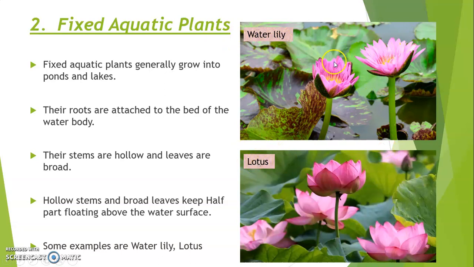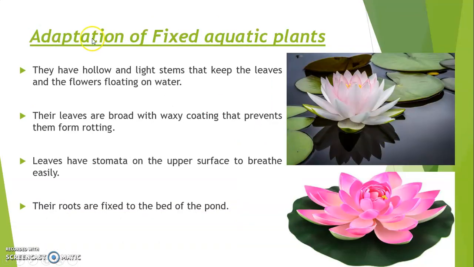The leaves of the flower of the water lily are thin, and the lotus has broad leaves, bigger than the water lily at least. So you can easily make out the difference between the water lily and the lotus plant. Let's see the adaptation of the fixed aquatic plants.